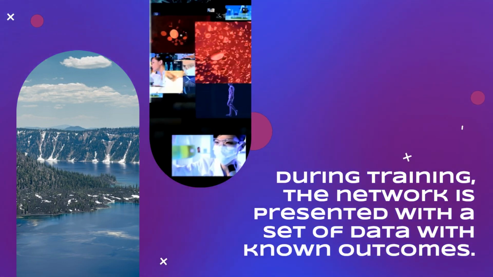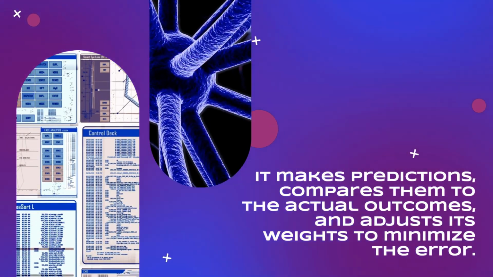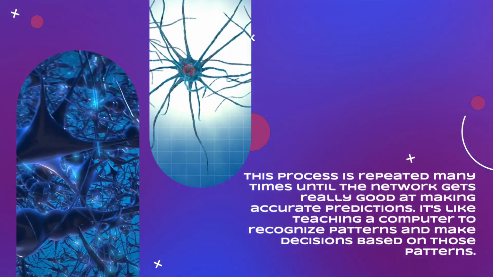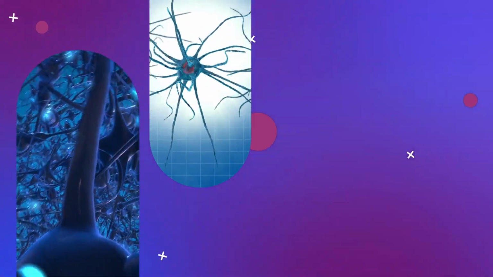During training, the network is presented with a set of data with known outcomes. It makes predictions, compares them to the actual outcomes, and adjusts its weights to minimize the error. This process is repeated many times until the network gets really good at making accurate predictions. It's like teaching a computer to recognize patterns and make decisions based on those patterns.